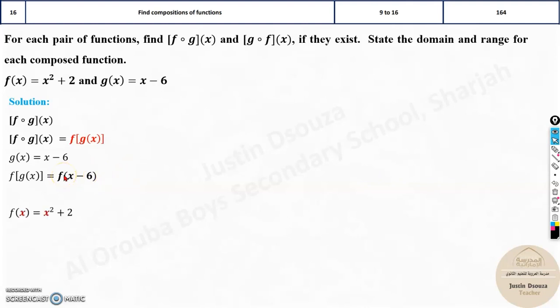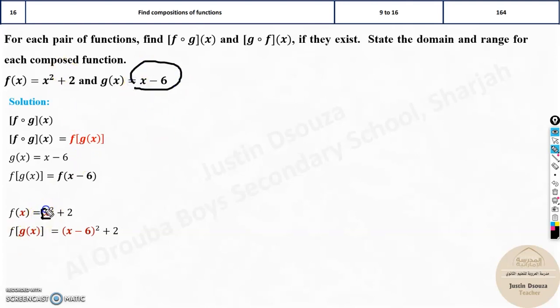Now then, what is the value given to us as f of x? F of x is x squared plus 2, right? But here, look, all you need to change is, instead of x, we have x minus 6. Because f of x is what, basically g of x, right? And what is f of g of x? All you need to do is, instead of this x value, substitute the g of x value.